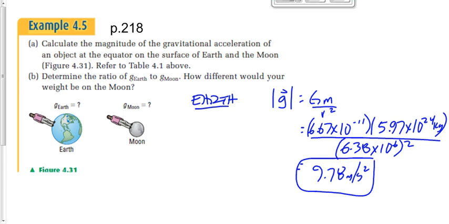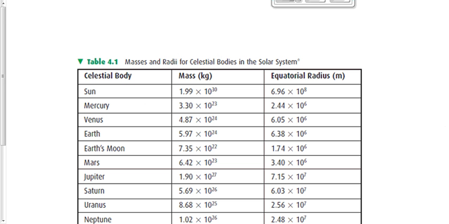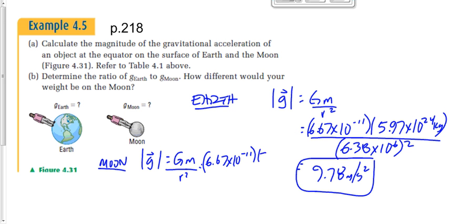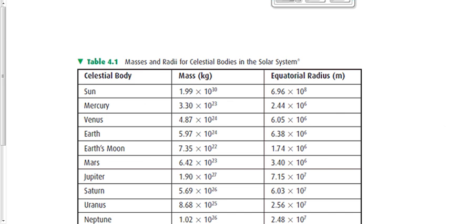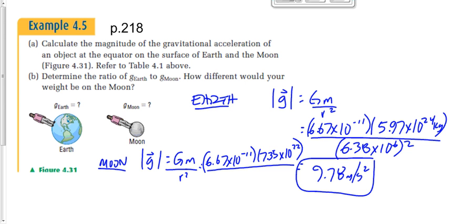What about on the moon? Gravitational field strength on the moon. We're going to do the same thing. The moon is a producer as well. The mass of the moon is 7.35 times 10 to the 22, and the radius of the moon is 1.74 times 10 to the 6. And we've got to square that.